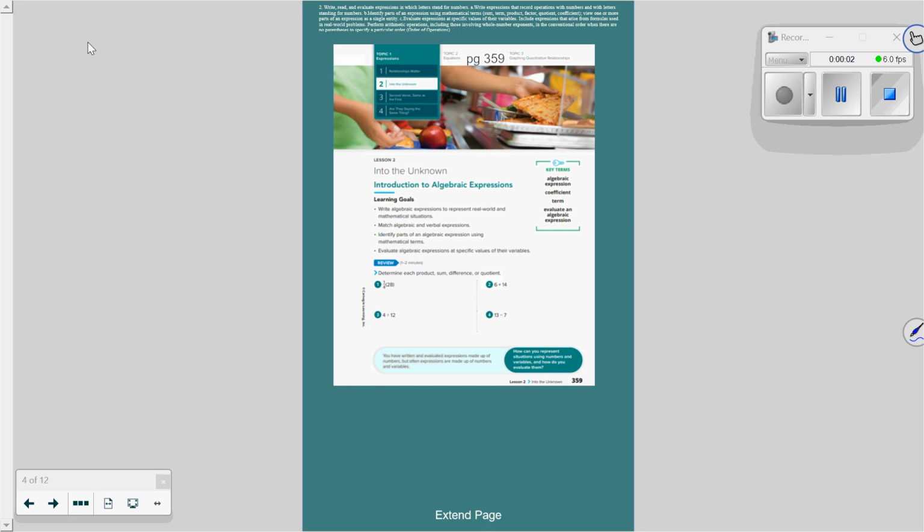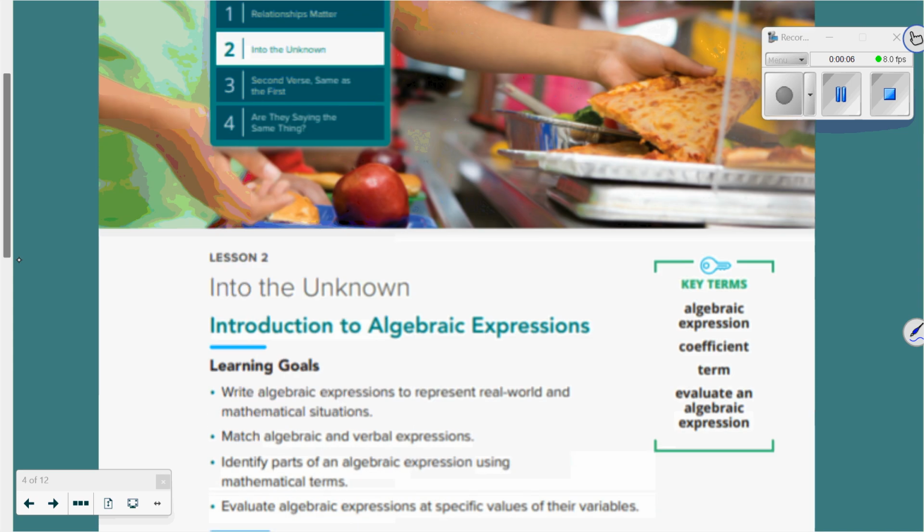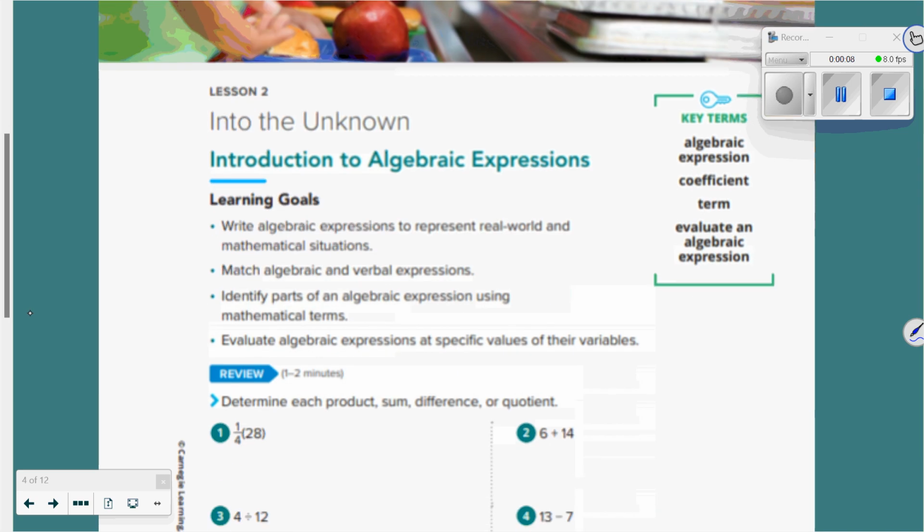We're moving to the module, and we're going to be talking about variables. We talked a lot today about algebraic expressions. You can see once again we've got quite a bit of vocabulary. We're going to write algebraic expressions.